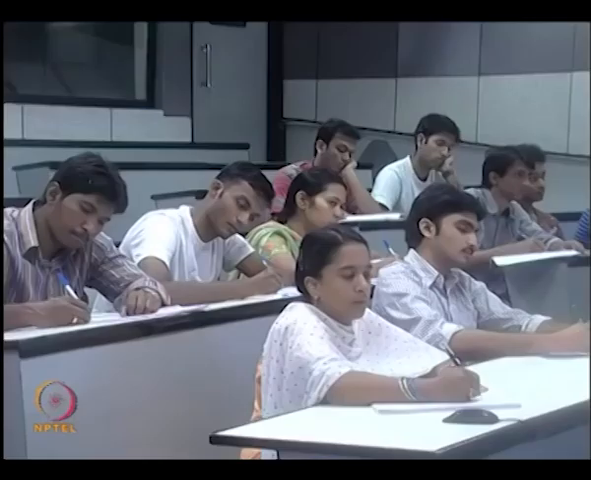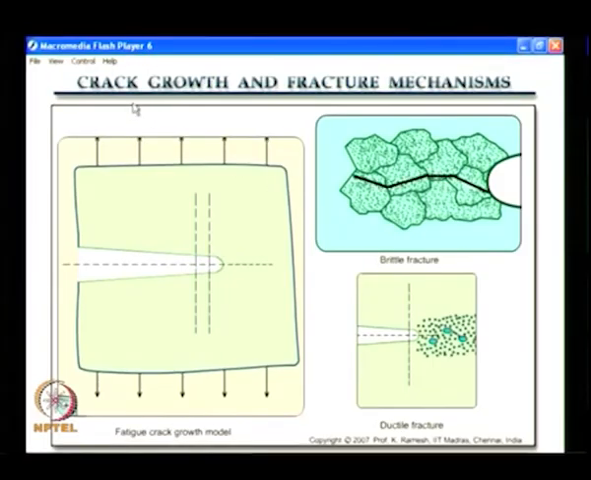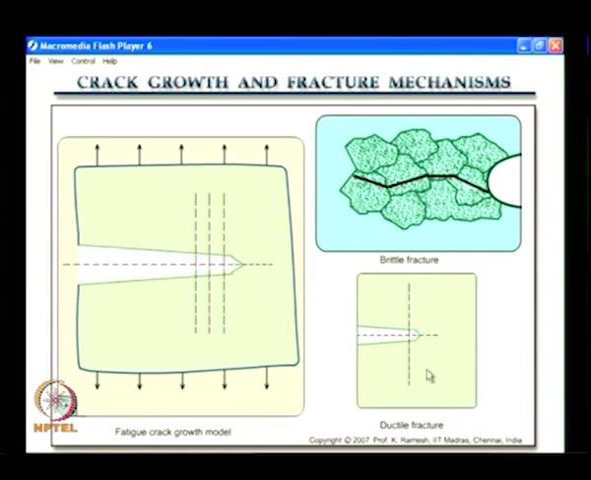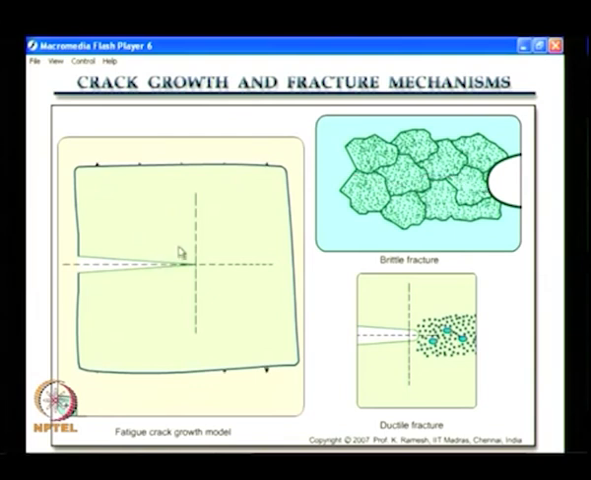And for all of these chapters you will have the support of animated slides that will help you to understand the concepts in a very convenient fashion. For example, in crack growth and fracture mechanisms, we will talk about brittle fracture, we will also talk about ductile fracture, and we will also look at several crack growth mechanisms, and this animation shows in a nutshell what happens when a crack grows by the process of fatigue.